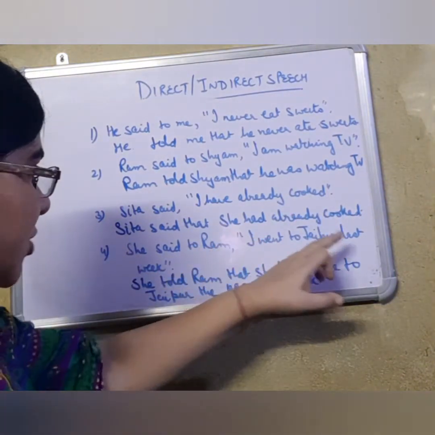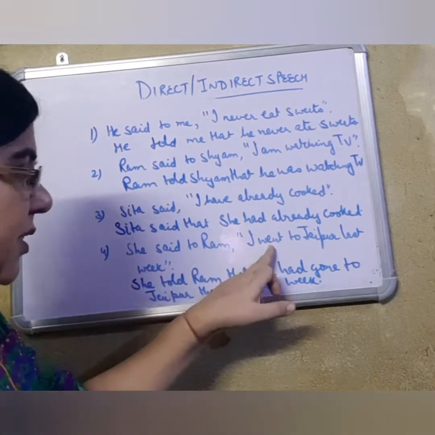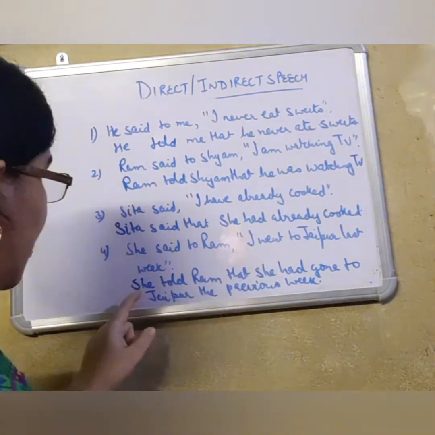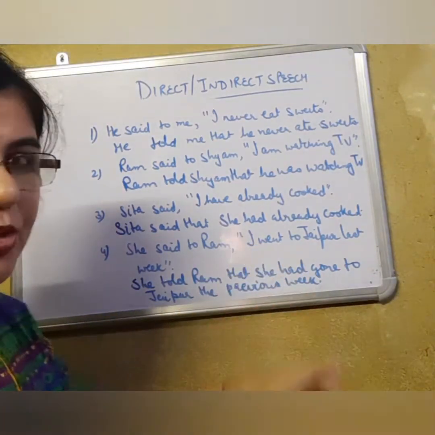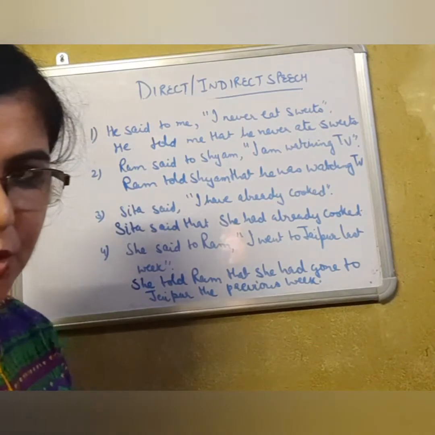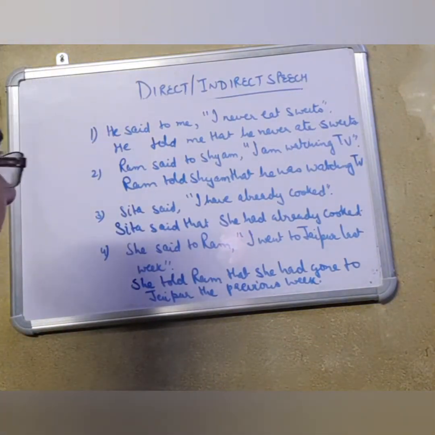She said to Ram, I went to Jaipur last week. This is simple past, which will be converted into past perfect. She told Ram that she had gone to Jaipur the previous week. Last week will be converted into previous week.